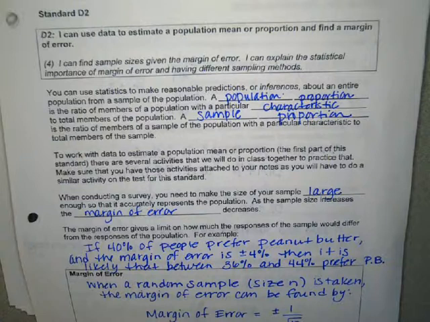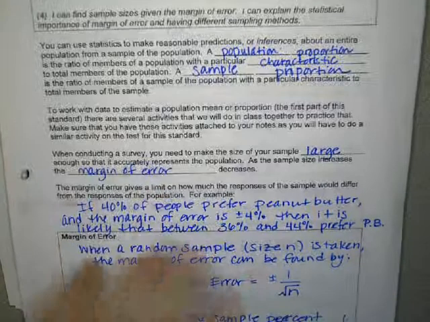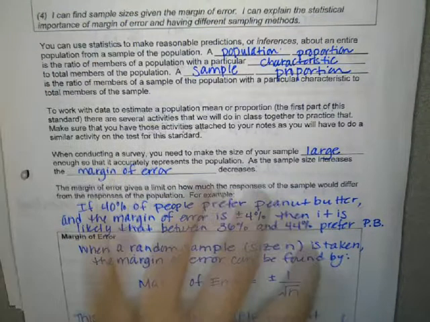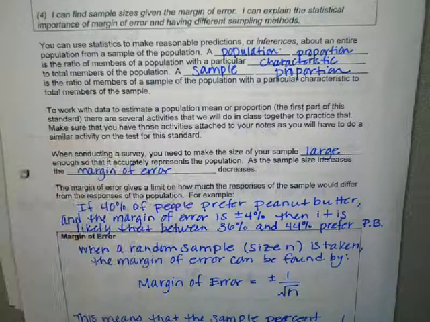To work with data to estimate a population mean or proportion, which is the first part of this standard, we're going to do activities in class together. So we're not actually doing notes on that part. That's something we have to do together in class.